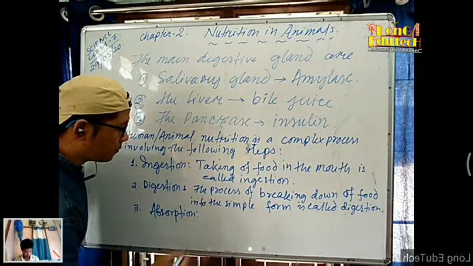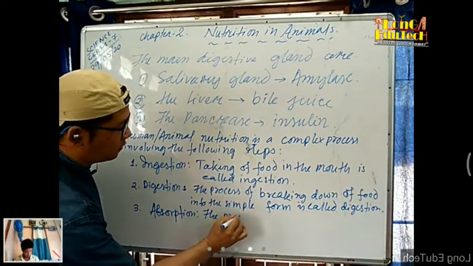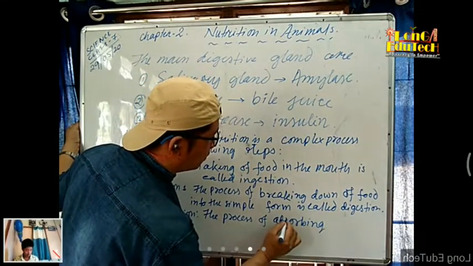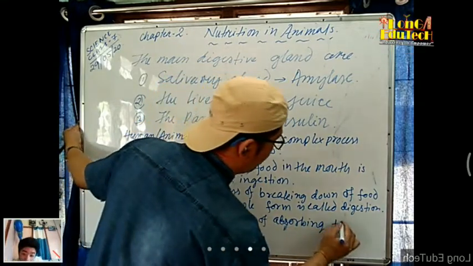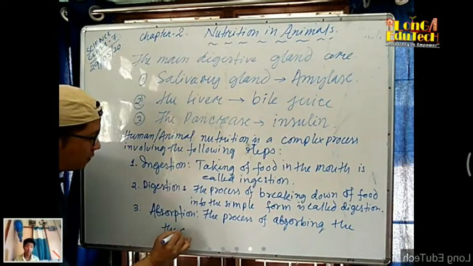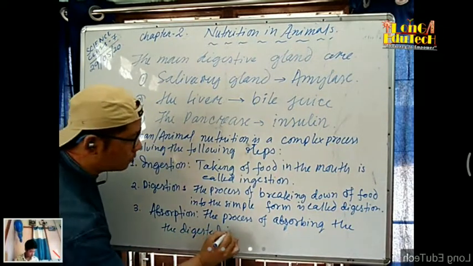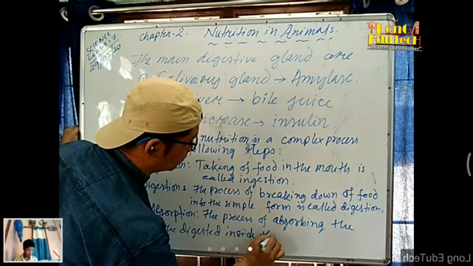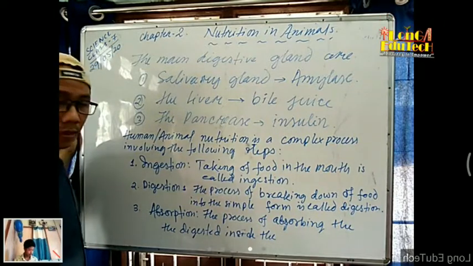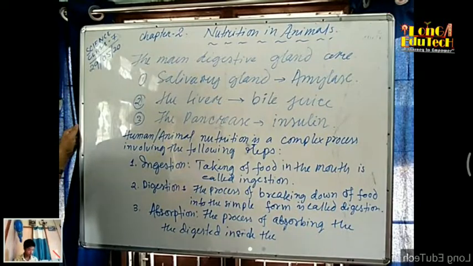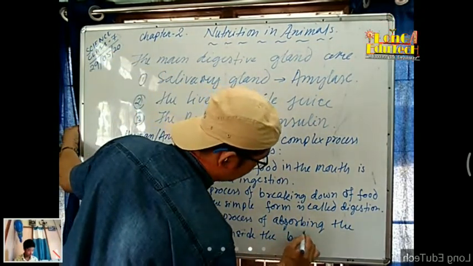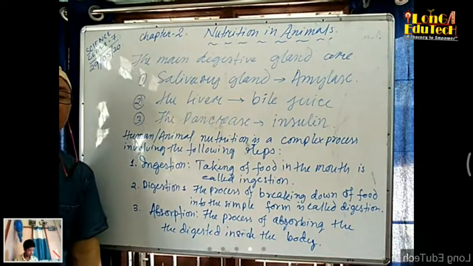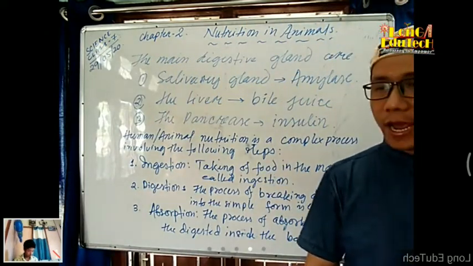Absorption is the process of absorbing the digested food inside the body. After absorption, what will come? The assimilation. Assimilation is the process of absorbing the food and utilizing it in the body.